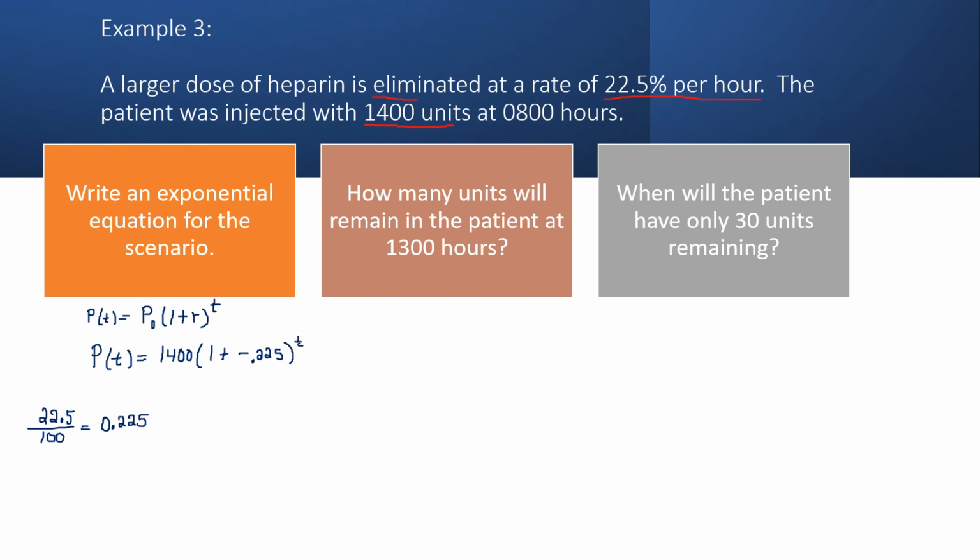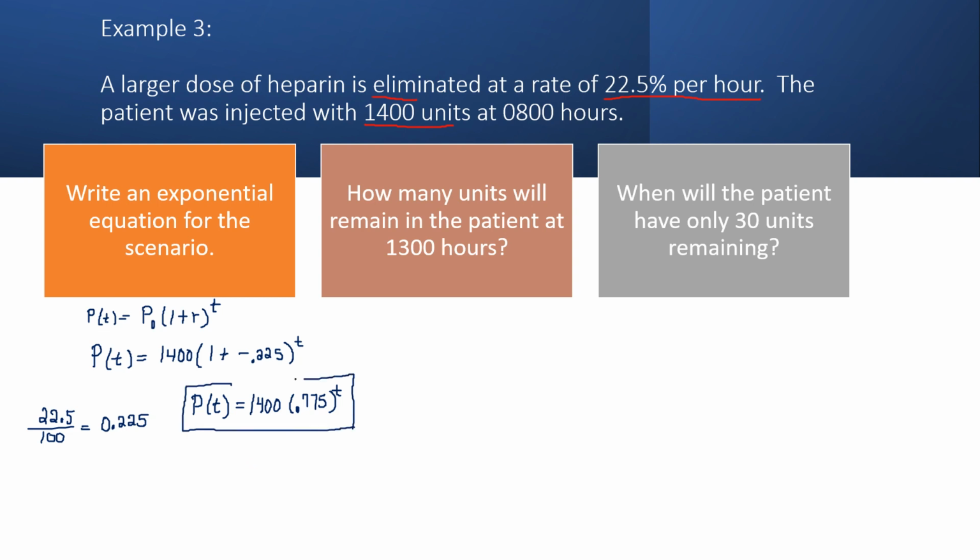And T for time. So I am going to do the math there inside of that parentheses just to clean it up and make it a little nicer to work with. So the population of heparin at some point in time started with 1,400. The math in the parentheses gives me 0.775 and T as the time. So that is my answer. That's my formula for the entire rest of the problem.